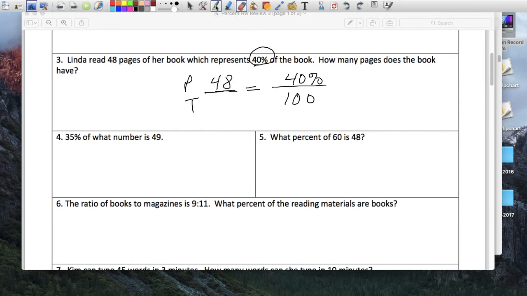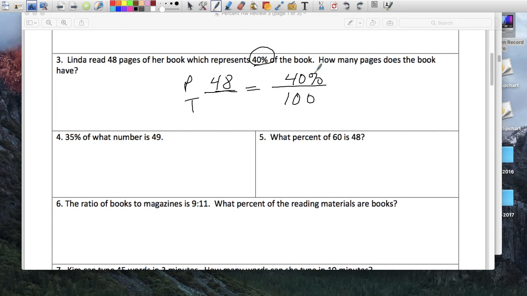So let's see if there's a relationship. Look up and down first. So we're going this way, towards the unknown value. Is there a way that 40 becomes 100? No. Okay, so now if that's not possible, let's look side to side. Is there a way of 40 becoming 48?